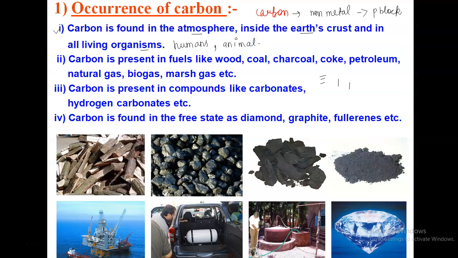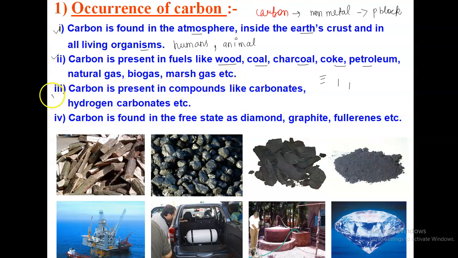Now read the second point. Carbon is present in fuels like wood, coal, charcoal, coke, petroleum, natural gas, biogas, marsh gas, etc. See, the element carbon is found in the atmosphere, and in what forms is it present? It is found in the form of wood, coal, charcoal, coke, petroleum, natural gas, biogas, marsh gas, etc.